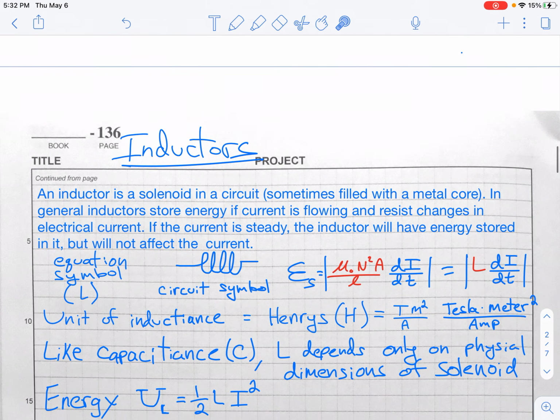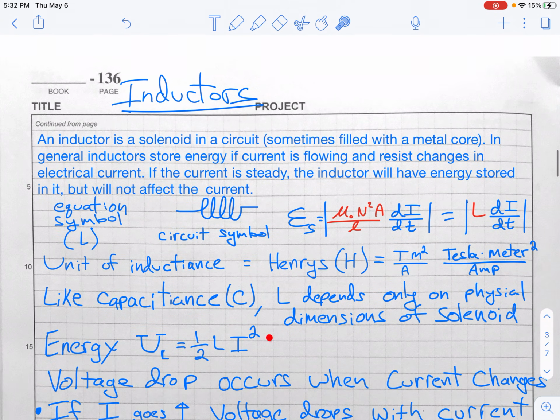I think there's probably something along those lines on the AP equation sheet. Like capacitance, it depends only on physical dimensions of the solenoid. Energy stored, 1/2 L i squared.